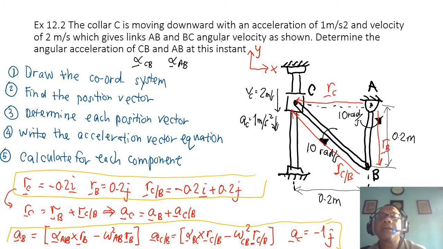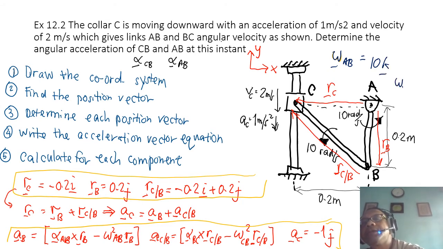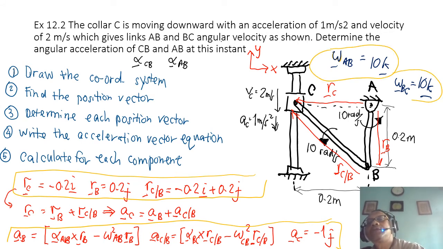So what about this omega? Omega AB, I've got to write it somewhere here. Omega AB is 10K, counterclockwise, so using our right hand system it is 10K. And omega BC also is 10K. So you might have some problem finding this, so you should use the right hand system to determine the values. So now we can do the calculation for each component.